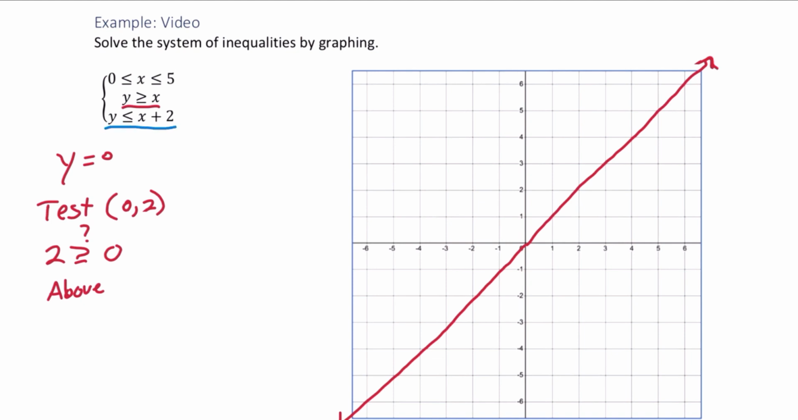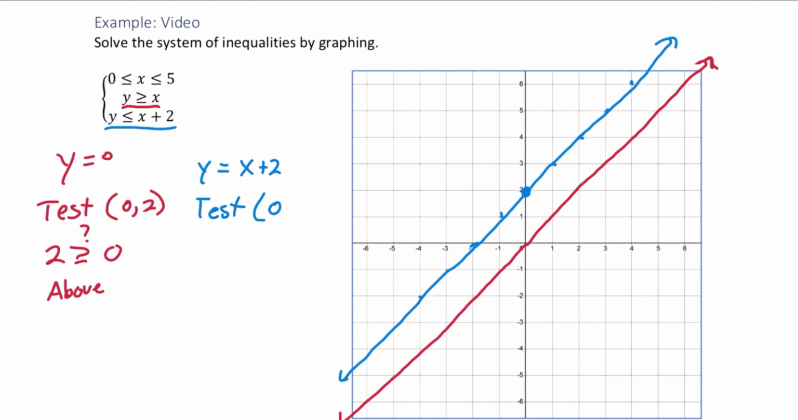And then in the next one, we have y equals x plus 2. Again, this one is a solid line. Next, we'll test a point. And this time we can test the origin since the line does not go through it. And we get 0 is less than or equal to 0 plus 2. We're asking, is that true? 0 is less than or equal to 2 is true. So we want to shade below the blue.